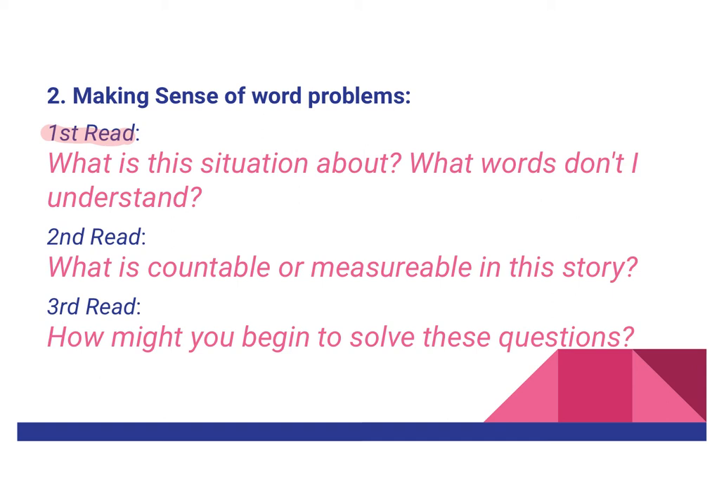The second time I read it through, I am specifically looking for countable or measurable pieces of information from the story. That's generally going to be your numbers. So for your second read, look for your numbers. By countable, you can just say numbers. And for my third read, I'm asking myself how I might begin to solve the questions. What are they asking me to do? And how can I use what they've given me to solve the question?